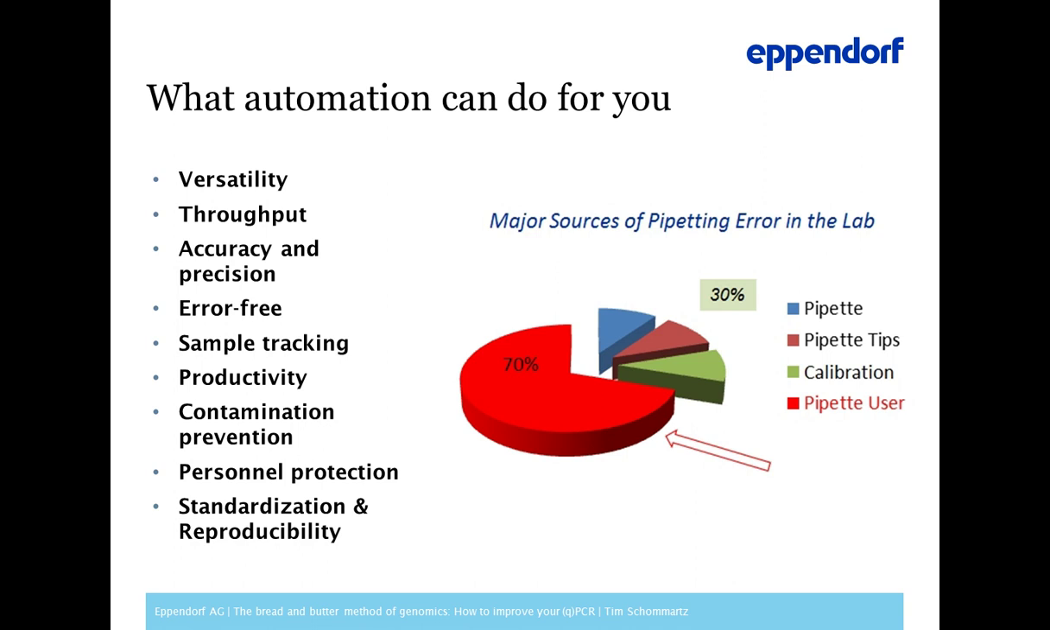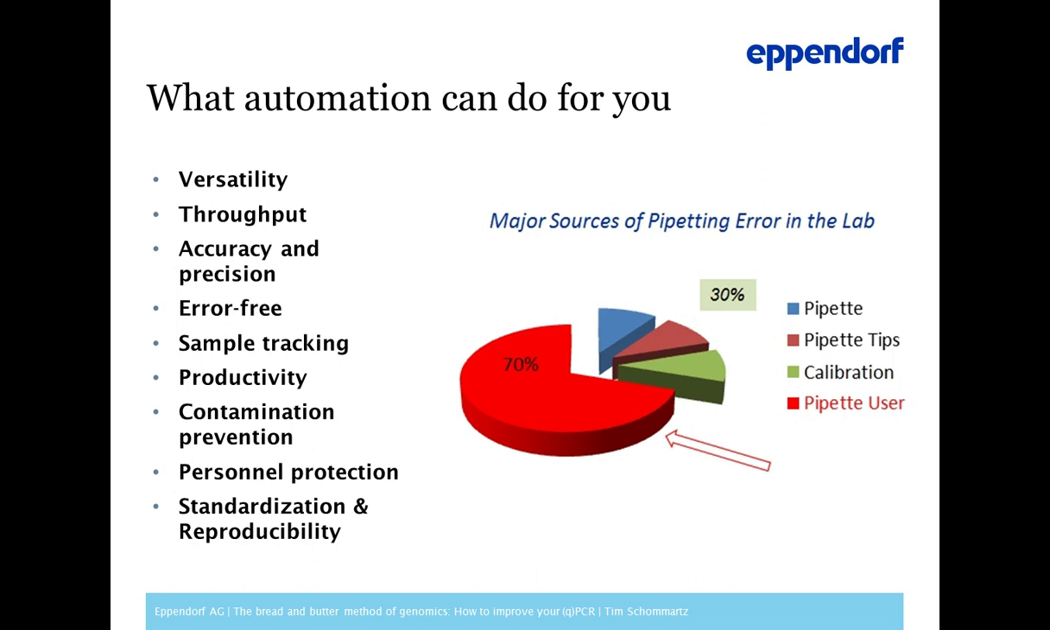The Eppendorf automation solutions have a full housing, and they can also be equipped with a HEPA filter and UV light. They protect you as well. It's maybe not so important for PCR and qPCR, but let's say if you're handling blood samples, that might be of importance. And of course, I think that the biggest thing is that they improve the standardization and reproducibility, because no matter who is operating the automate, the results will be the same. A robot doesn't have a bad day. A robot is not in a bad mood sometimes. So that's a big plus.